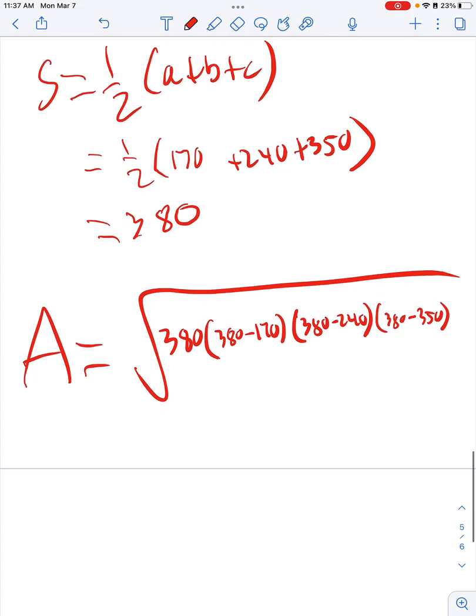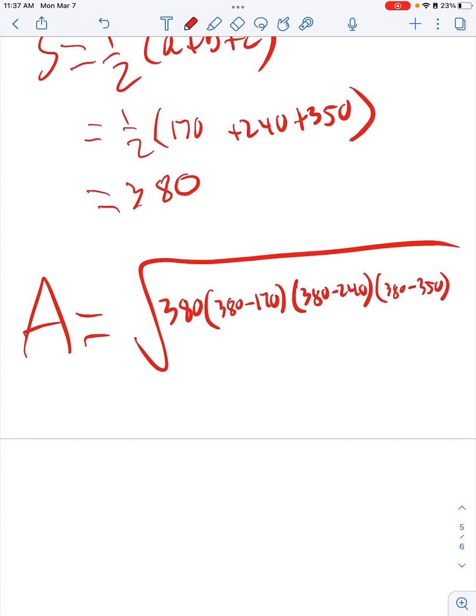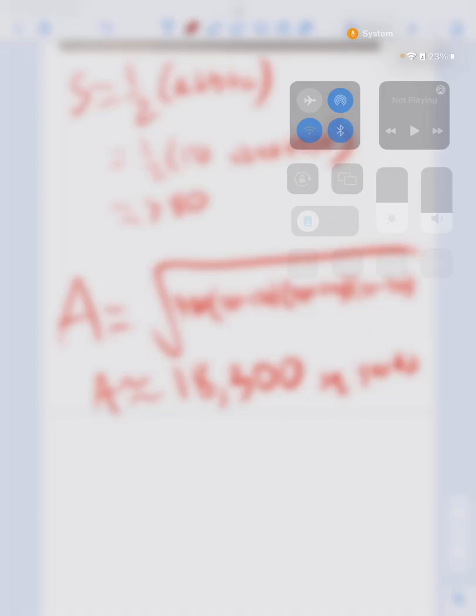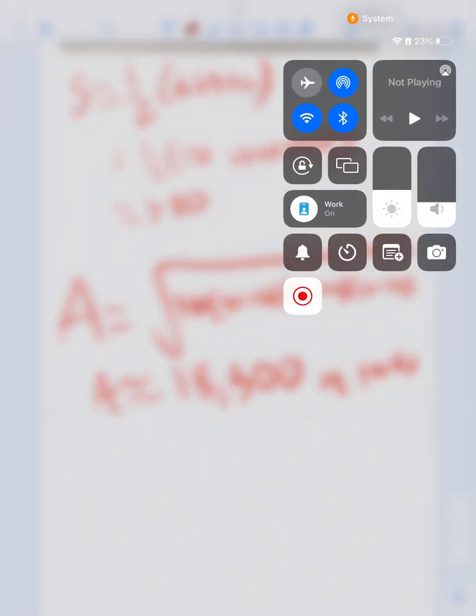As I simplify my parentheses, multiply everything out, and take my square root, my area is going to be approximately 18,300 square yards. All right, there you have it. That's Heron's area formula. We're kind of used to 1/2 base times height, but if you don't know the height, you may need to use Heron's area formula.